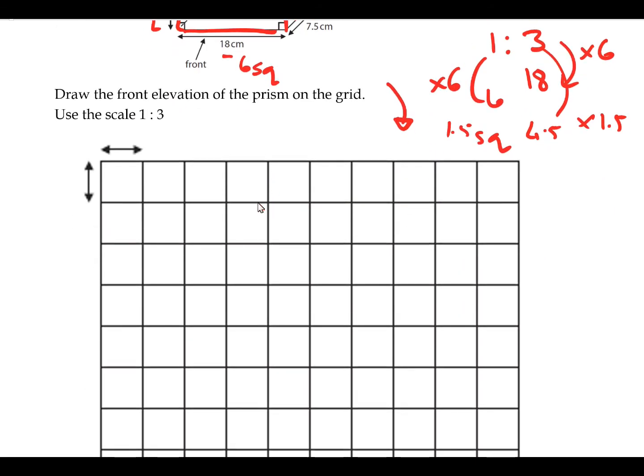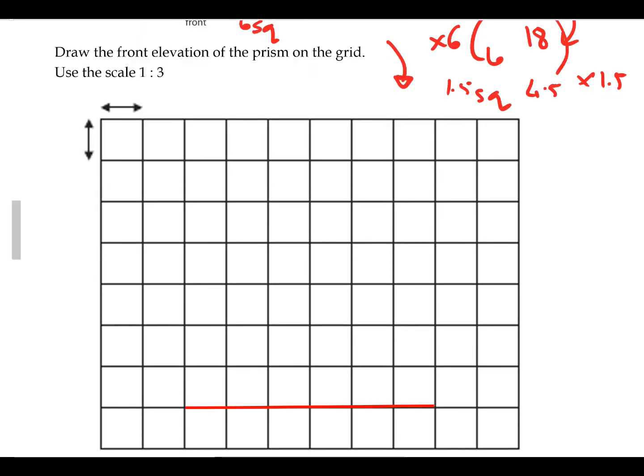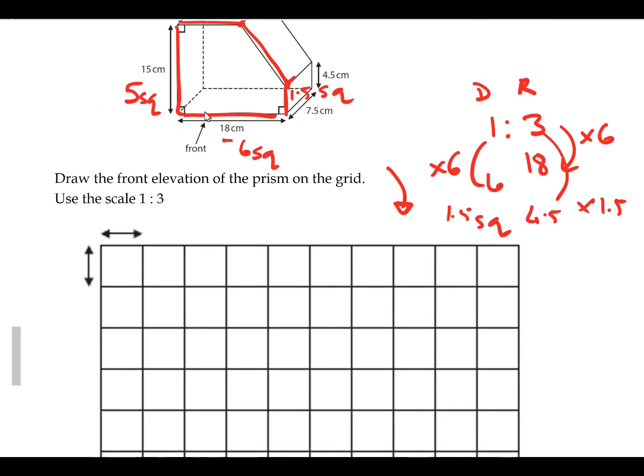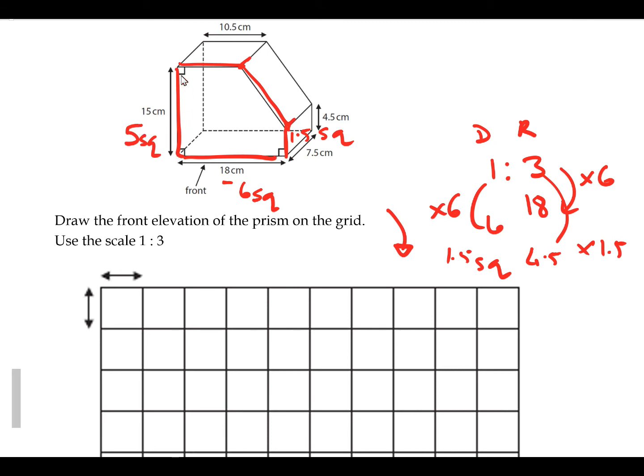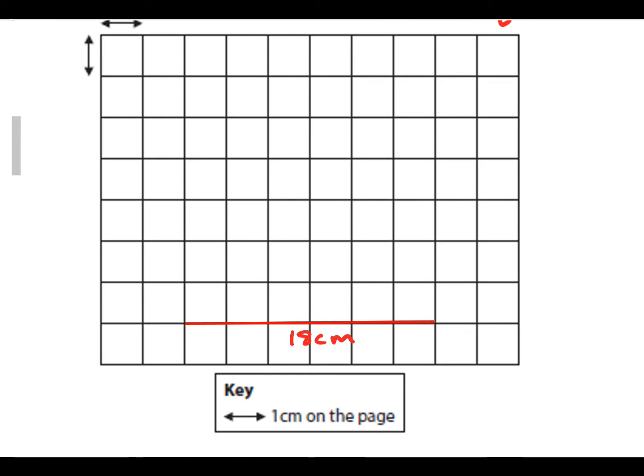So let's just draw what we have. And let's start with the base of 6 squares. So this base of 6 squares in the real world represents our 18 centimetres. Then we're going to draw the left-hand side where we want 5 squares to represent 15 centimetres. So let's draw that. So this left-hand side is 15 centimetres in the real world, but 5 squares on our drawing.